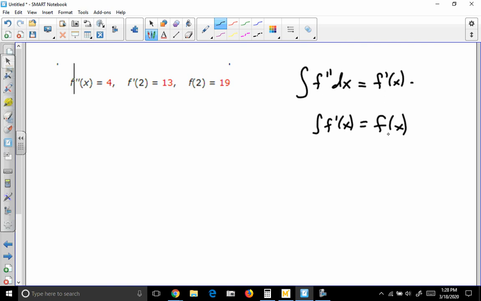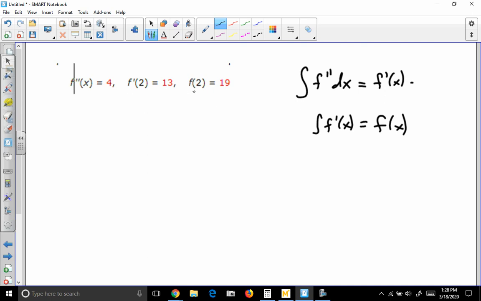Because we're doing an antiderivative, we're going backwards. If we take the derivative of a function, it gives us f prime. If we take the derivative of f prime, it gives us f double prime. So an integral goes the other way. It finds what function has this as its derivative. That's the first derivative. What function has this as its derivative? That's the original function.